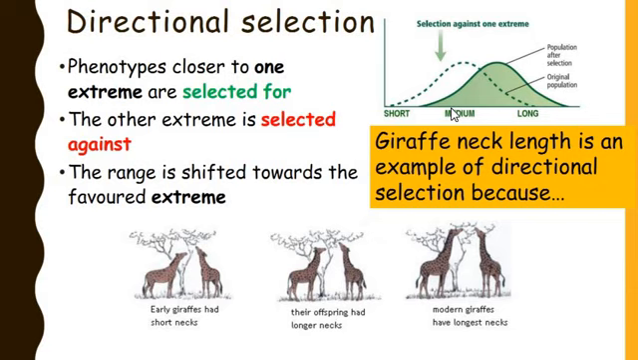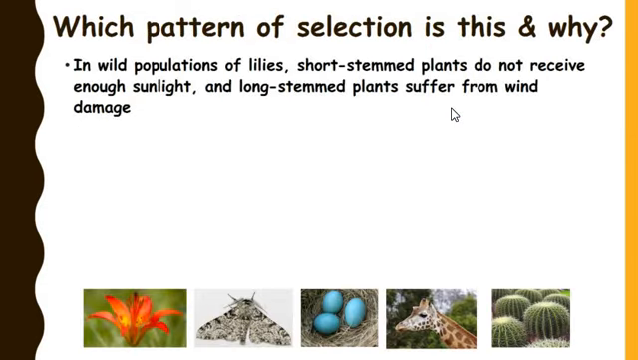Now, to make sure you understand that, I'm going to give you a few examples, and I would like you to think about what pattern of selection it is and why. Is it stabilizing selection, or is it directional selection? So the first one is, in a wild population of lilies, short-stemmed plants do not receive enough sunlight, and long-stemmed plants suffer from wind damage.